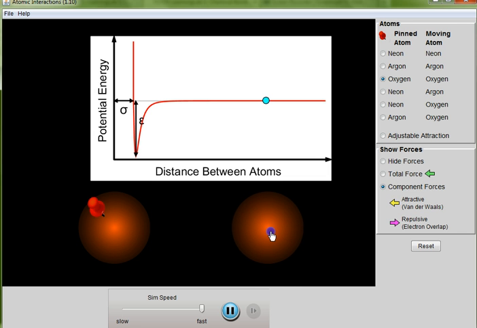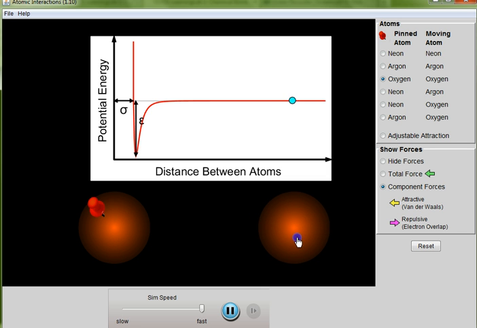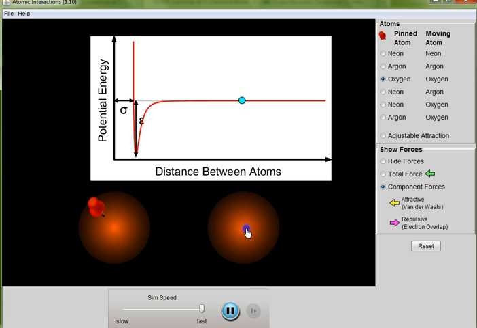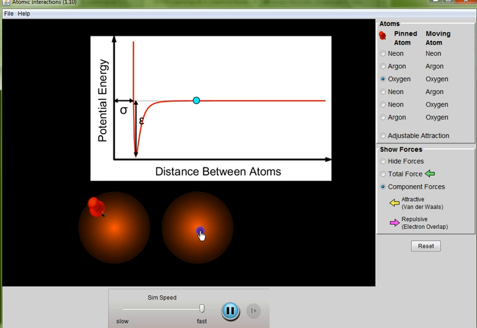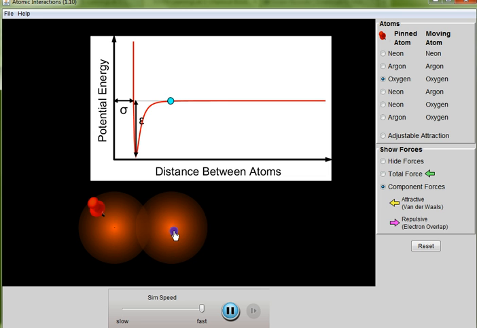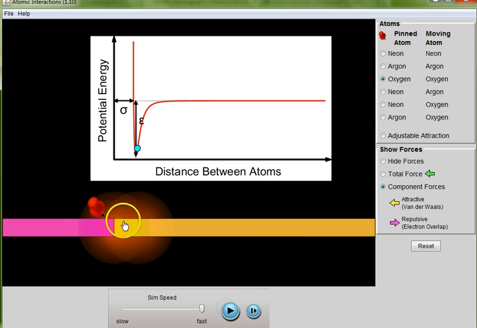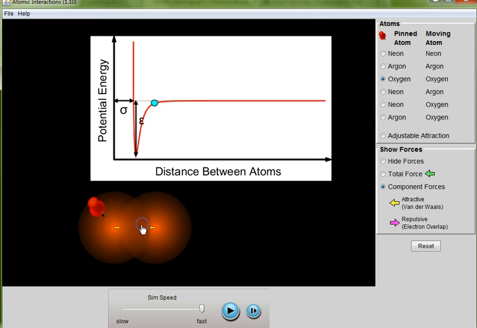Alright, so let's start. At this point the potential energy is, let's say, 0 for all practical purposes. Now as you start to bring the atom close to the other atom, see what happens at a particular distance. You need to pause the animation, otherwise it just goes automatically.